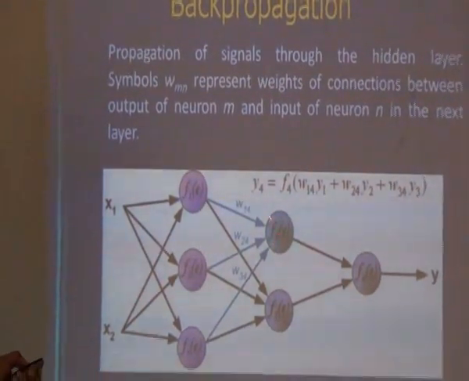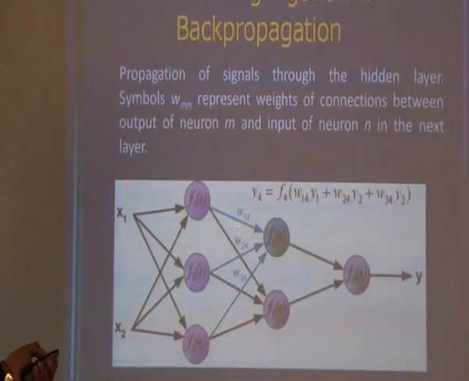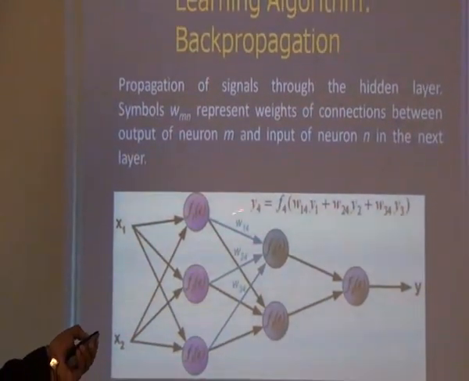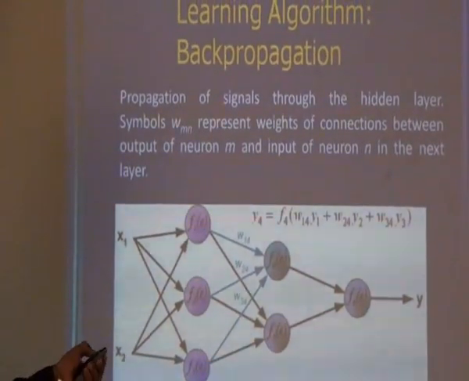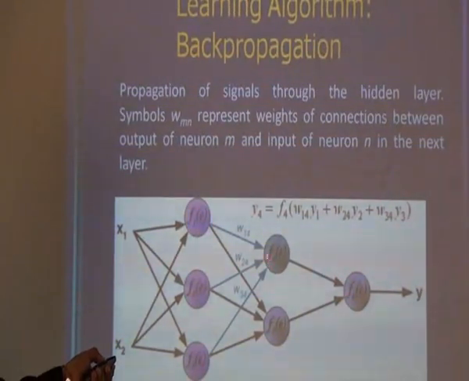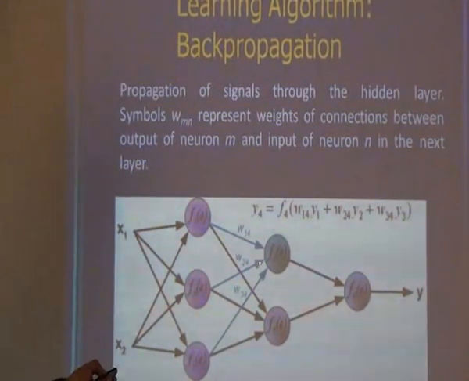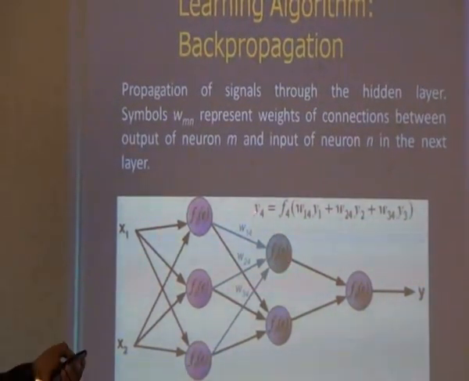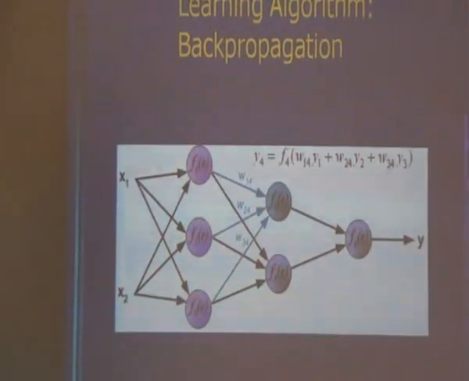y4 equal to f4, that is the activation function, of w14, this is the weight, the connection from the first neuron, w14 into y1, the output of f1, because the output of f1 will be the input to this neuron, plus another connection is here, w24 into y2 plus w34 into y3. These are the inputs to this neuron. Again the output of this neuron is y4. y4 is given to this.